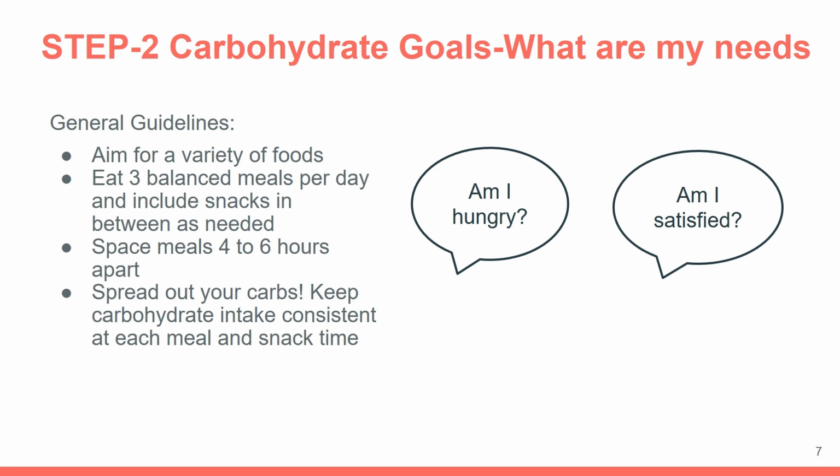It is important to keep your carbohydrate intake consistent at each meal and snack time to help optimize your blood sugar control. In other words, it helps to distribute your carbs evenly throughout the day so that there is no one meal larger than the other. You can use the plate model method that we reviewed earlier.